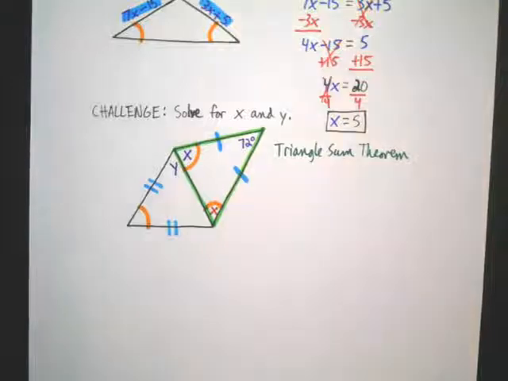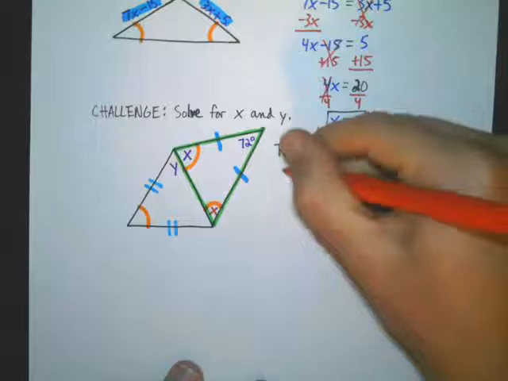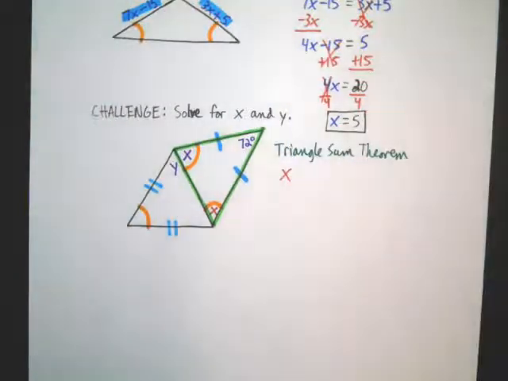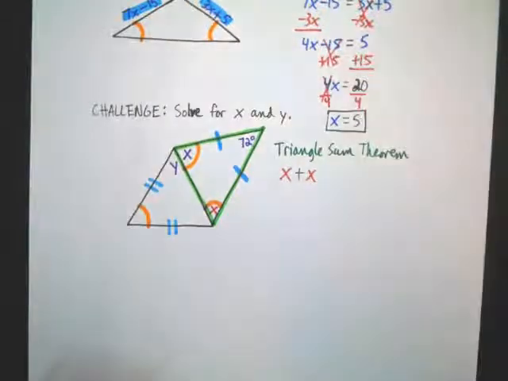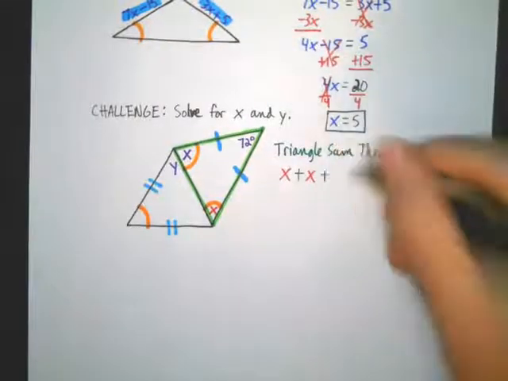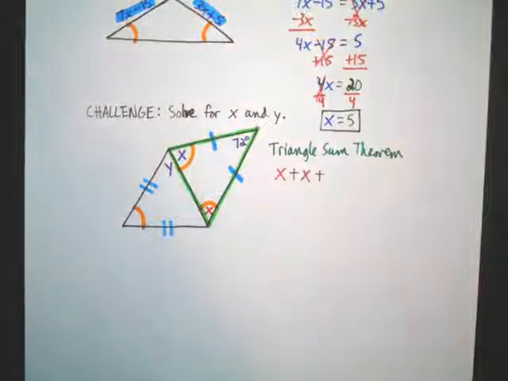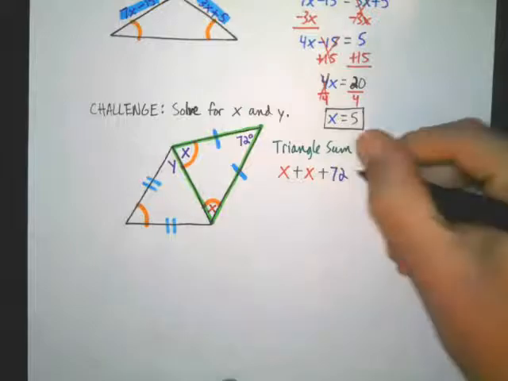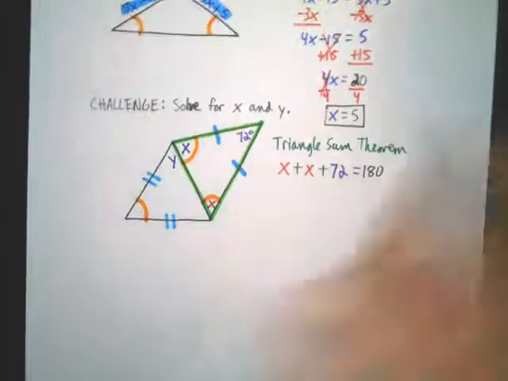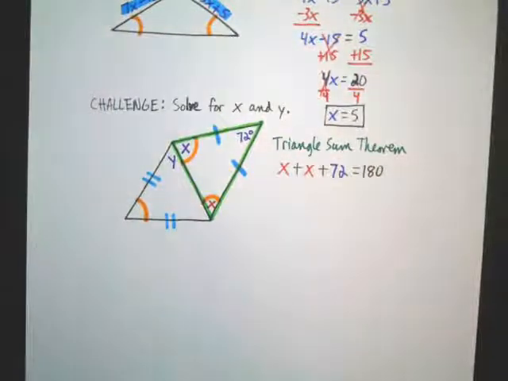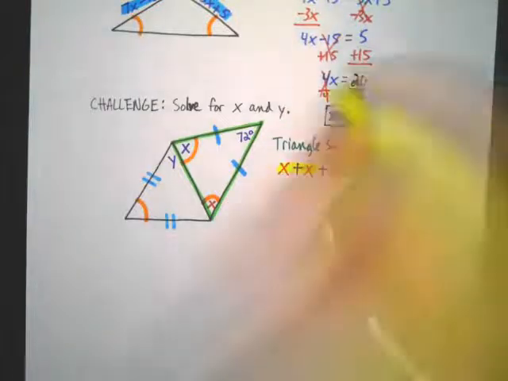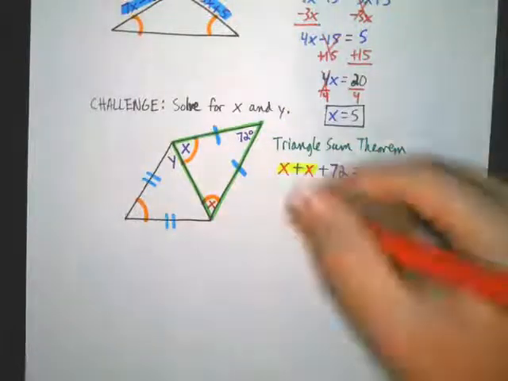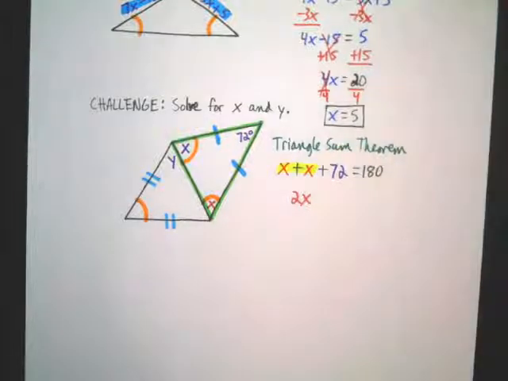Which tells us that the three angles inside a triangle add to 180. So I'm going to take the two base angles, which are both x, and I'm going to add that with 72 to equal 180. And then I'm going to solve that by combining like terms. X plus x makes 2x plus 72.